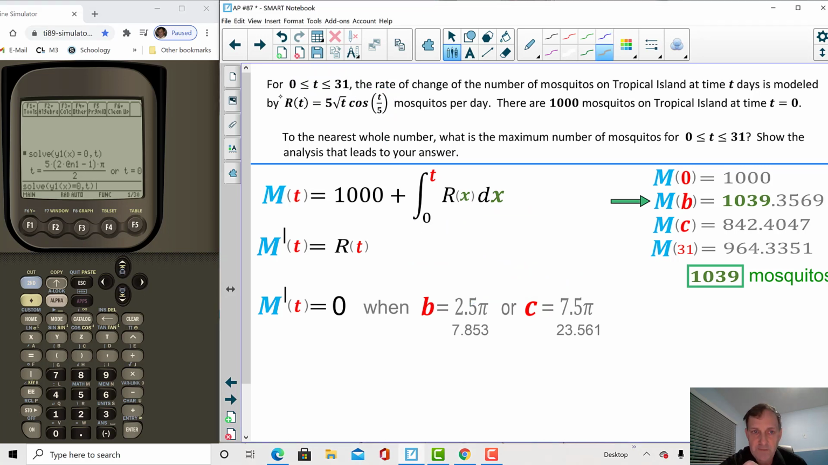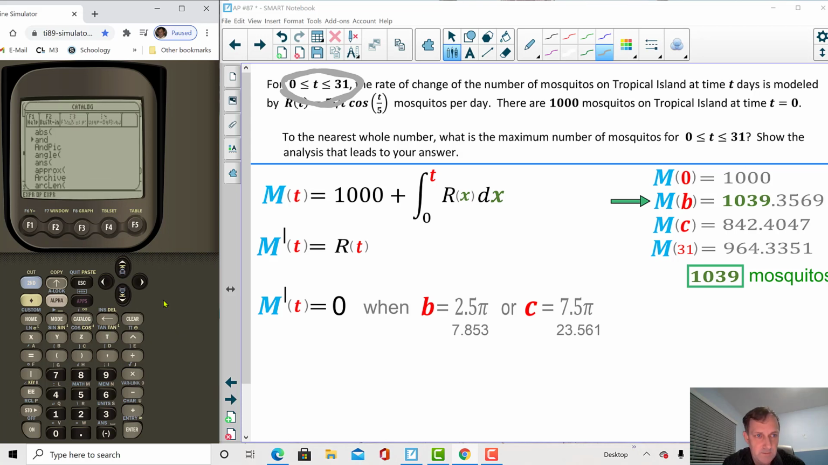If you have your own graphing calculator, you can put this exact interval over here that I'm circling, and it will just give you the answer. But if you have the old operating system, and that's what the online calculator has, you got to say, well, when t is greater than or equal to 0 and when t is less than or equal to 31. So let me type that in right now. You can get the "and" from the catalog. Push catalog. It's the second choice.